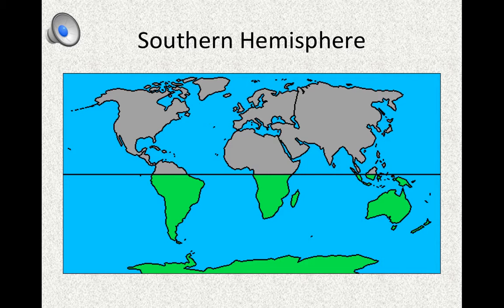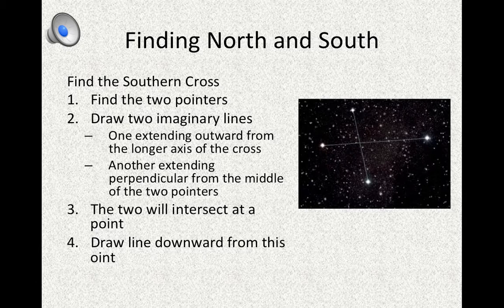Next, we'll determine direction in the southern hemisphere. To find north and south in the southern hemisphere, you must first locate the Southern Cross. After locating the Southern Cross, find the 2 pointer stars nearby.